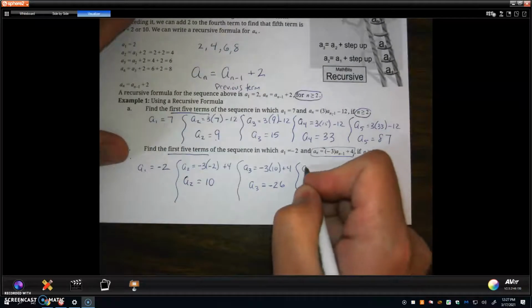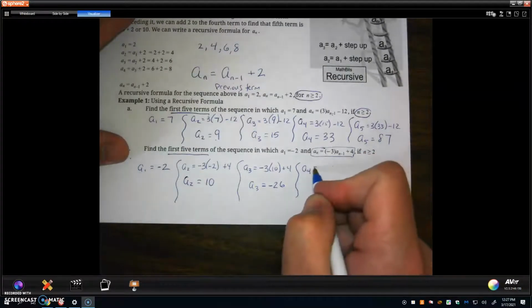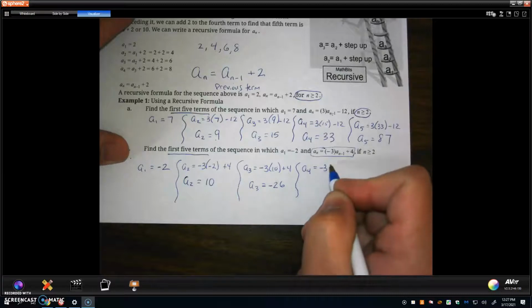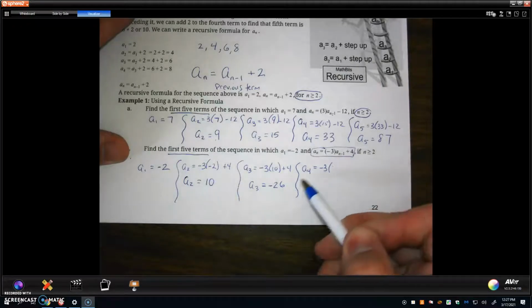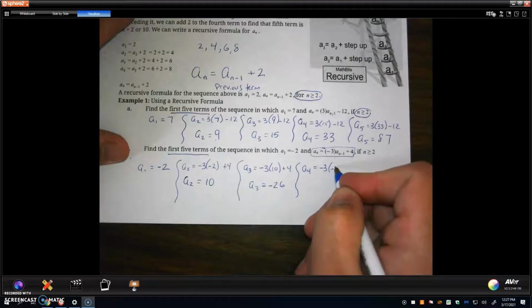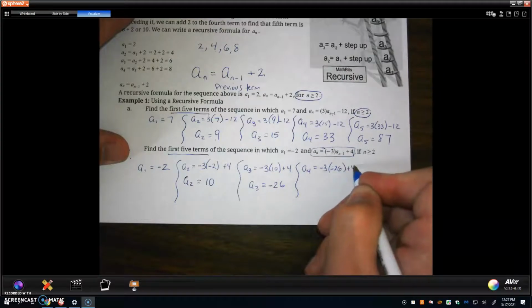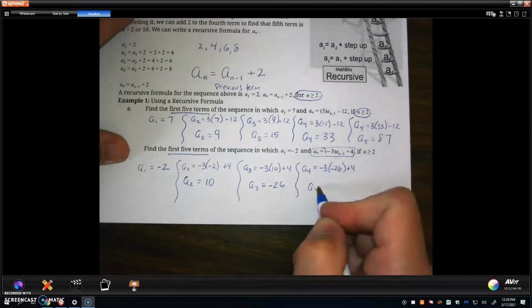Let's look at a sub 4, or the fourth term. Again, we're doing negative 3 times the previous term, which in this case is negative 26. And then we're adding 4. So a sub 4 would be 82.